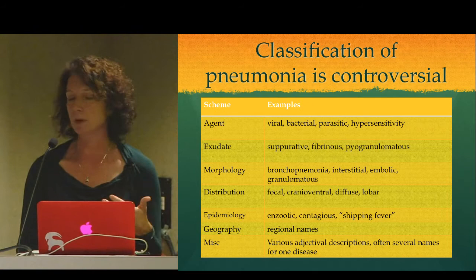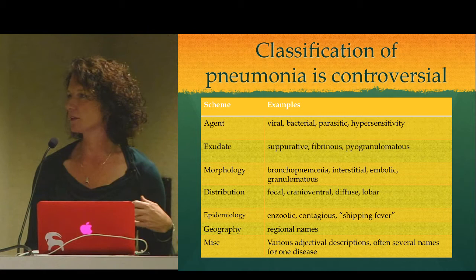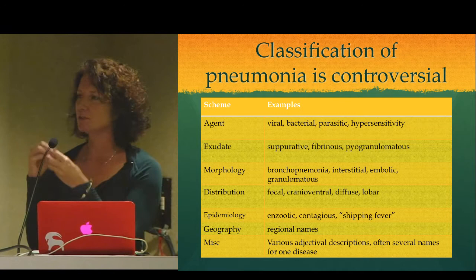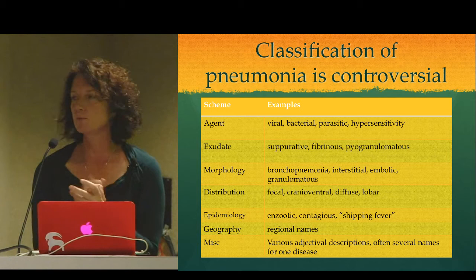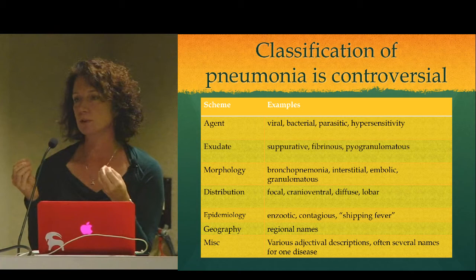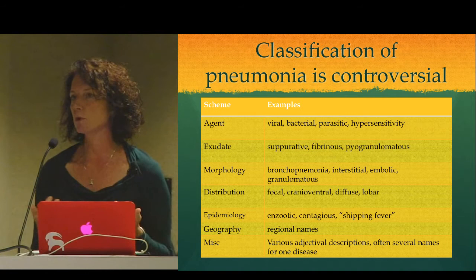Sometimes they like to do it by exudate, because they like really gross, thick, greasy stuff, right? They're going to classify the pneumonia based on the stringy material that they can pull out of those lungs as they look at them. So they talk about suppurative, which is more of your neutrophilic exudate. They talk about fibrinous, which is when you've got fibrin and fibrous material starting to collect, so you get that thick, gooey material. And then pyogranulomatous, which is going to be more of your macrophage response.